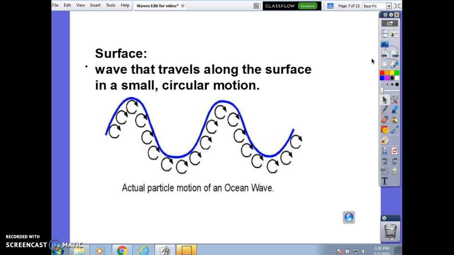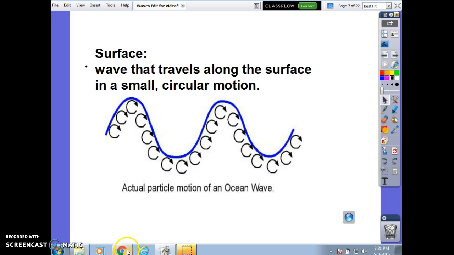Now, let's move on to surface waves. Surface waves travel along the surface in small circular motions, and the best way to think of it is an ocean wave. The particle stays in the same place and moves around and around and around again. This is like being on a river that doesn't have a strong current, and you can stay in the same place on your inner tube without moving, or sitting out in the ocean. Your boat can stay in the same place without moving too much in one direction or the other. That's thanks to surface waves.